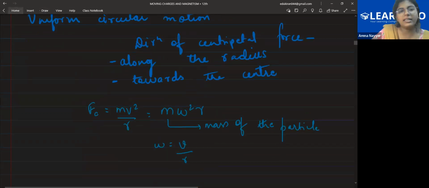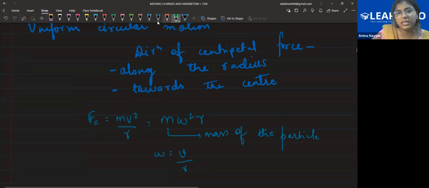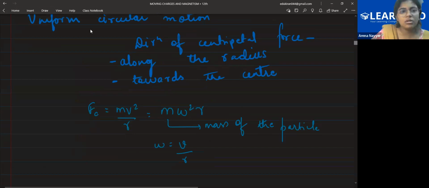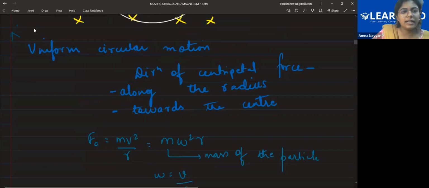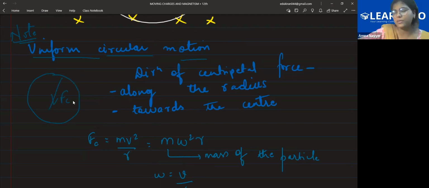So one thing, just a small revision from your uniform circular motion, which you have done in your lower class, class 11th. So make a note and then write about it. In uniform circular motion, along the center, the centripetal force is present. Centripetal force has two things to identify it. One, it is along the radius. Second, it is pointing towards the center. Along the radius, towards the center.